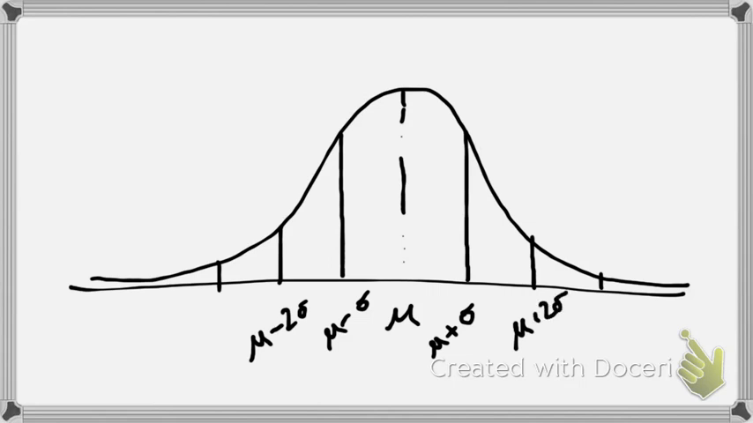So 2 standard deviations away from the mean, notice how the curve is getting smaller. And now even more than that, if we're 3 standard deviations away from the mean, notice how we're way smaller. So we're talking about the area underneath that curve.